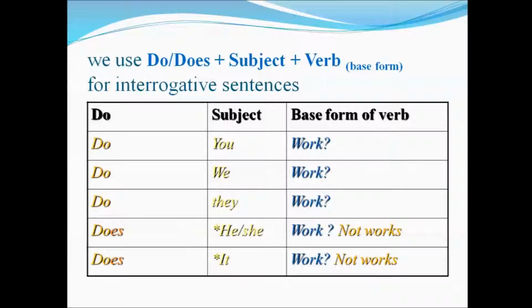Here you have a look at the rule. Here are tables that you have to follow. Do plus subject plus base form. Do or does here, if the subject is a singular subject, you use does. But if the subject is first person, second person, or the third person plural, you use only do. Here are just examples. You can say do I, do you, do we, do they, and then followed by a verb.